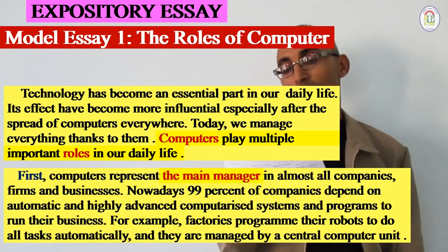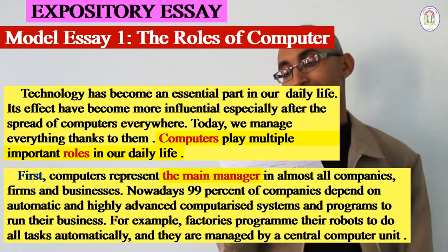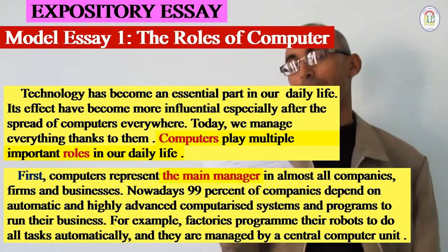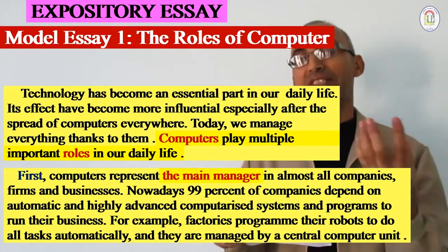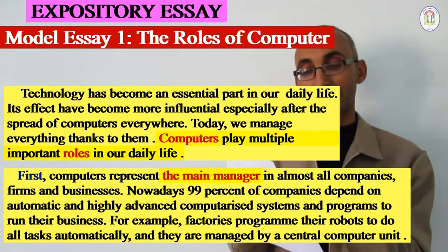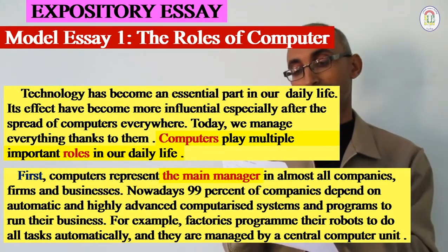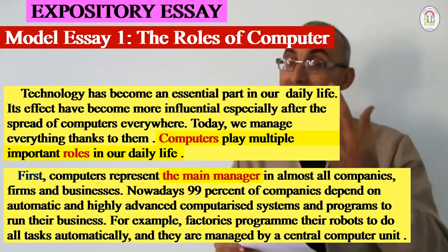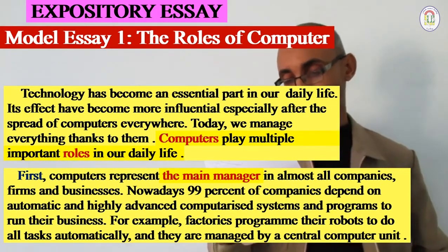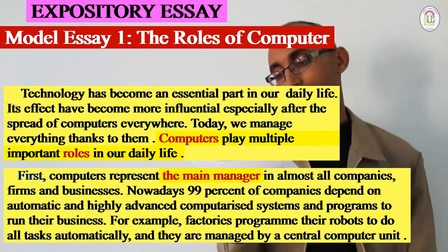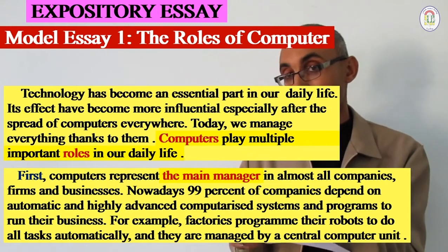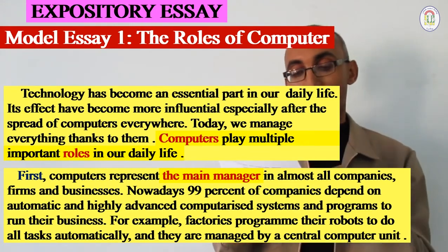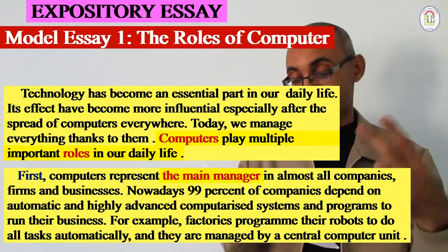Main idea. Now, first paragraph. First, computers represent the main manager in almost all companies, firms and businesses. So here it is, its first role is about managing business. It's clear in my first sentence of this body paragraph. Now explain this in detail. Today, 99% of companies depend on automatic and highly advanced computerized systems and programs to run their business. 99% is what? It's statistics, you see. For example, explain more, give facts. Clear.